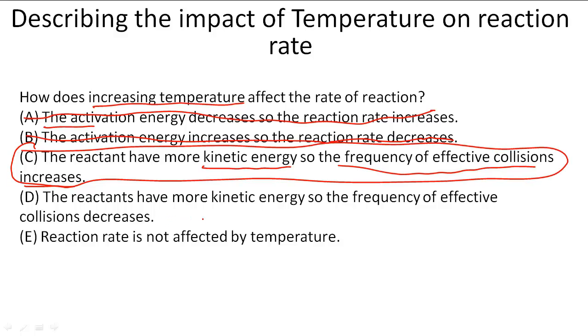D says the reactants have more kinetic energy, but the frequency of effective reaction collisions decreases, which we know is not true because they would increase with the amount of movement. So imagine you're in a crowded room. If you're moving faster, you're going to bump into more people. So C is definitely the answer. And we know that E is wrong because C shows that the reaction rate is impacted by the temperature.